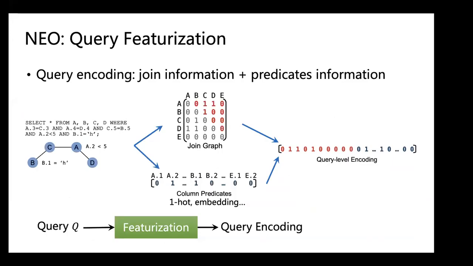For the query encoding, we need to encode both the join information and the predicate information of the query. For the join information, for example, we can encode its join graph, showing which table is joined with which. And for the column predicate information, we can use one-hot or embedding methods to encode the predicates on each attribute. By concatenating them together, we obtain the query-level encoding.